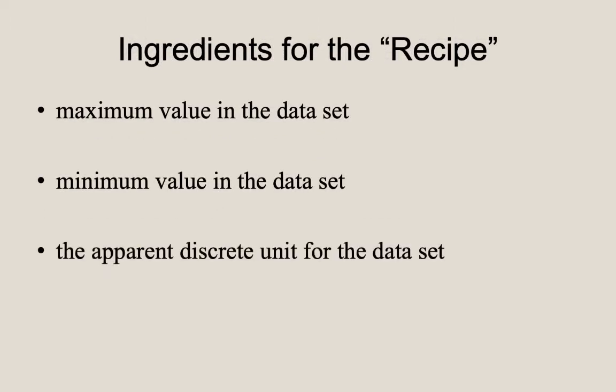Again, we already have the quote-unquote ingredients for this recipe. We need the maximum, which is 95.5, the minimum, which is 50.5, and the apparent discrete unit, which is 0.5. At this point, we can now fill in the flowchart or go through the steps that are shown here.